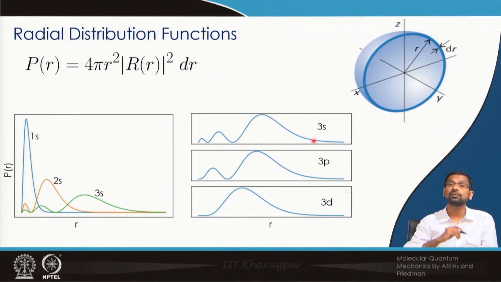That is because overall probability is 1, and since you have got two nodal structures for 3s orbital, to compensate for that the function decays towards an even greater value. In case of 3p, you have got one nodal structure, that is why the function becomes 0 at a certain value, and in case of 3d, you would see the average value of the radial distribution function is smaller than that of 3p and 3s orbital.